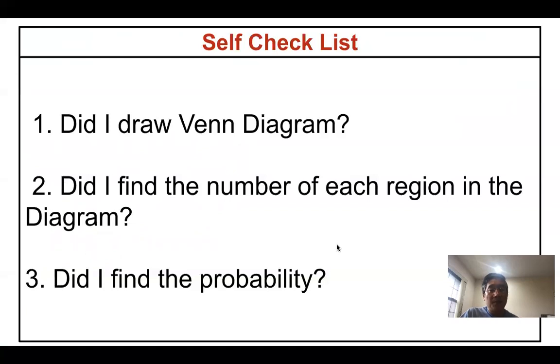Now, before we finish, let's check. To get the probability, what should you do first? Draw the Venn diagram and find the number of each region in the diagram. Especially, we need to know how to find out intersection, which is both, or union, which is either A or B, the sum of three regions, or the difference of total minus neither, right? If you subtract neither from the total, it's union too. And then get the probability.